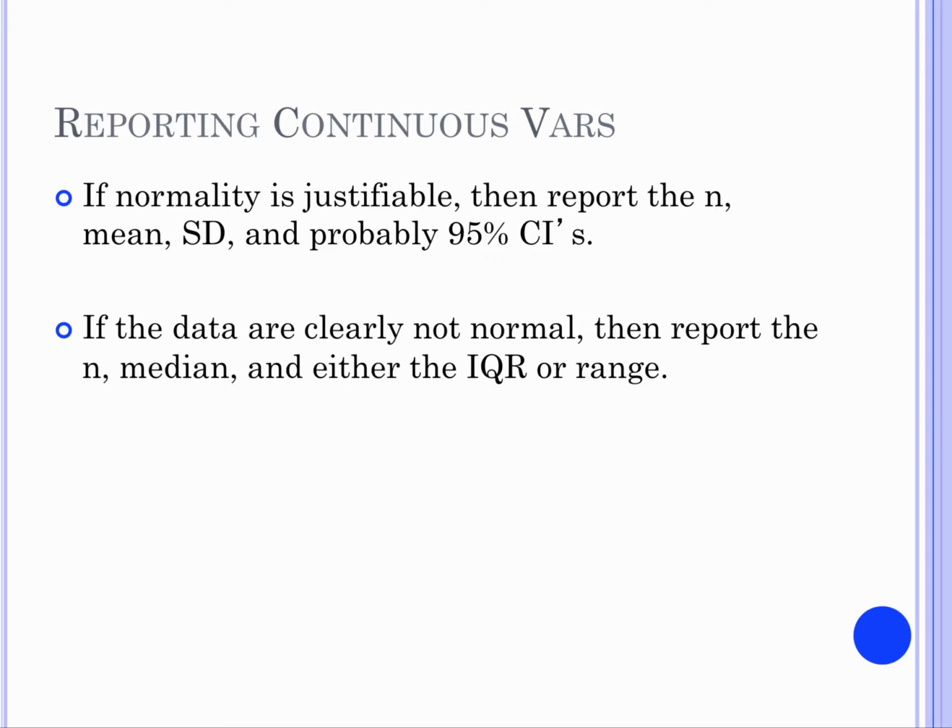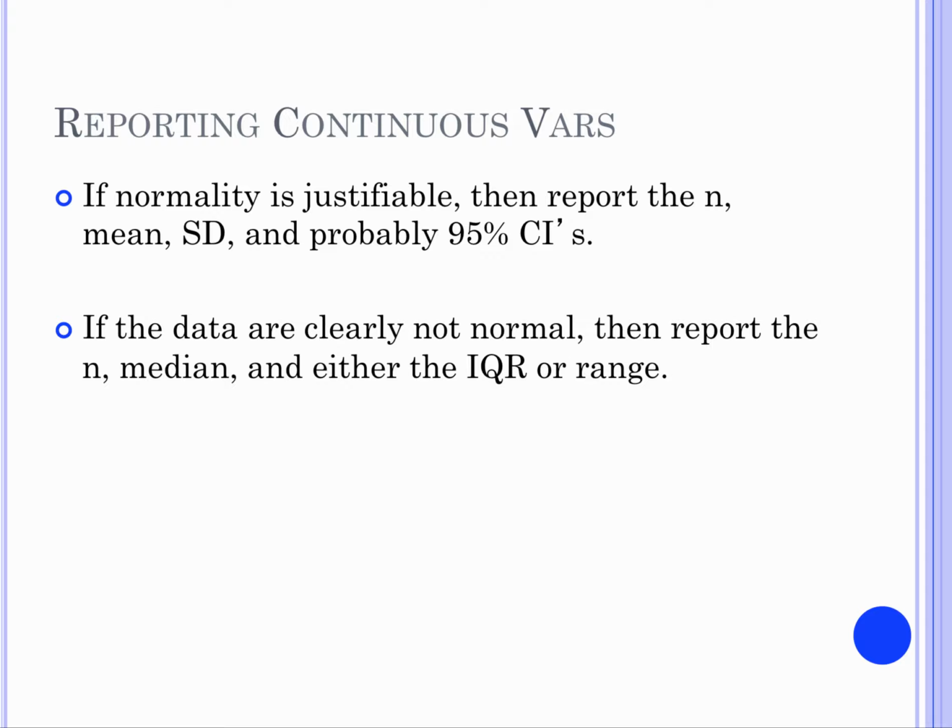When reporting continuous variables, if normality is justifiable, then report the n, the mean, the standard deviation, and likely 95% confidence intervals on your outcomes. Remember, the standard error is a summary statistic about the mean. The standard deviation is a summary statistic for your sample. You should report the standard deviation when you are describing your sample.